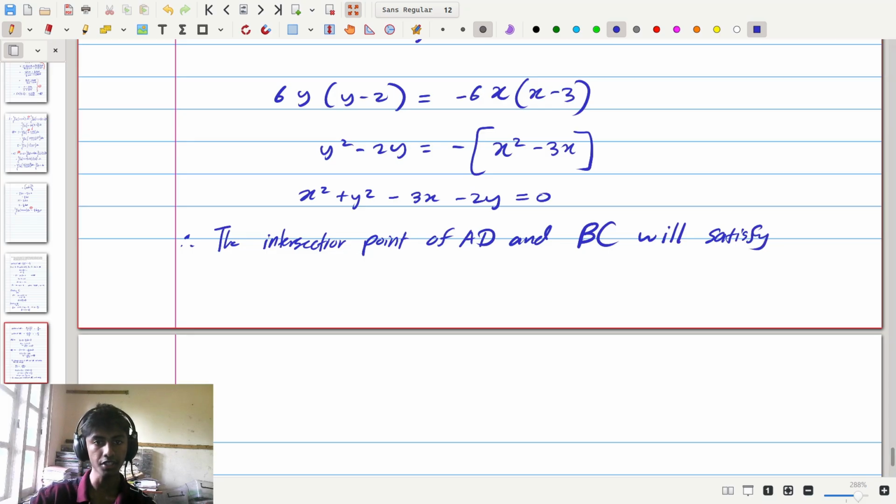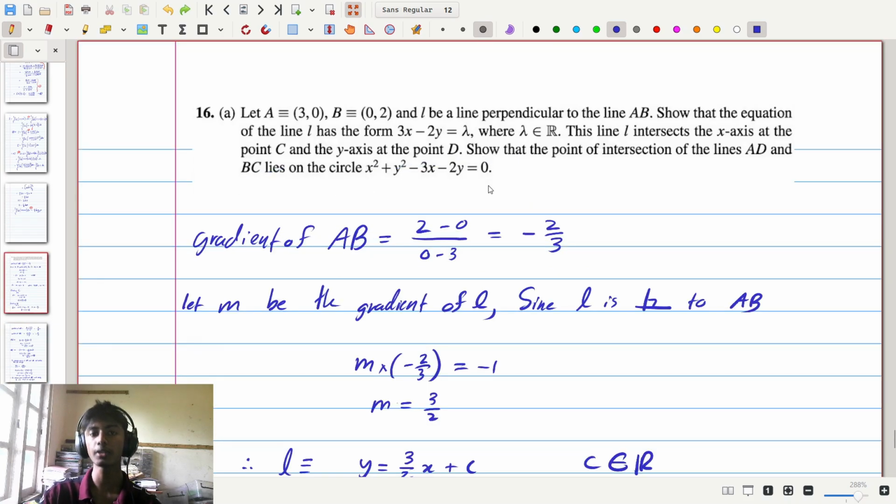this equation, which is the equation of a circle, x squared plus y squared minus 3x minus 2y equals 0, and we can thus say these coordinates will satisfy the circle x squared plus y squared minus 3x minus 2y equals 0. And with that, we are done with this last part of the question.